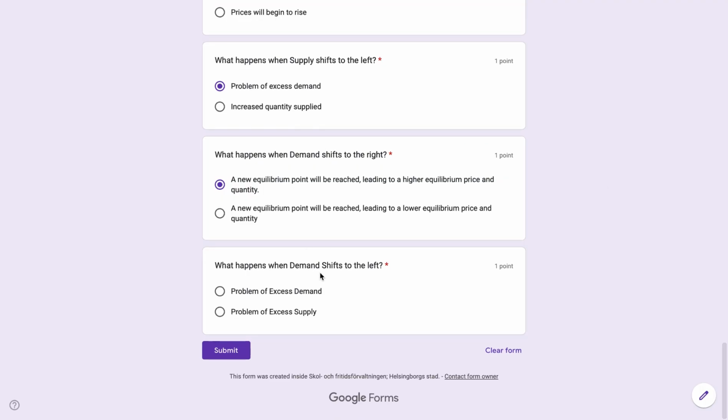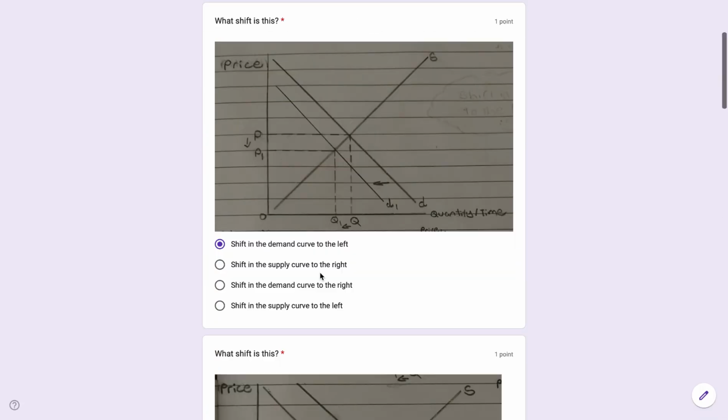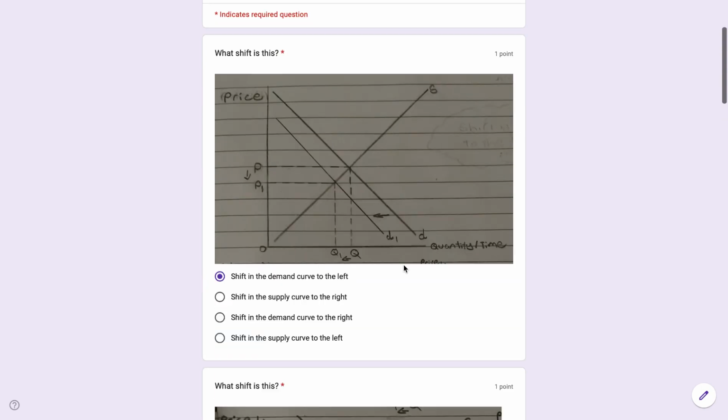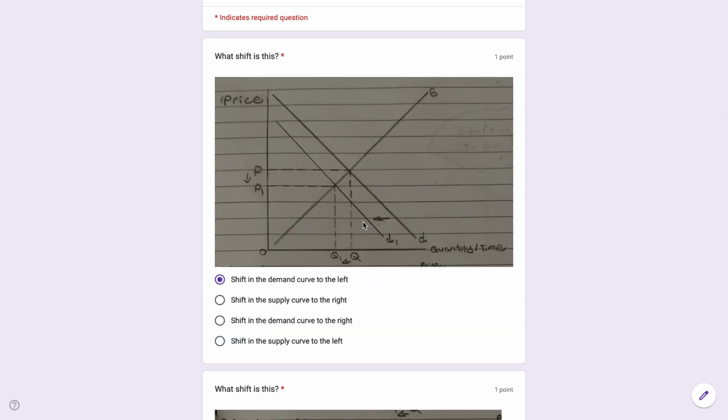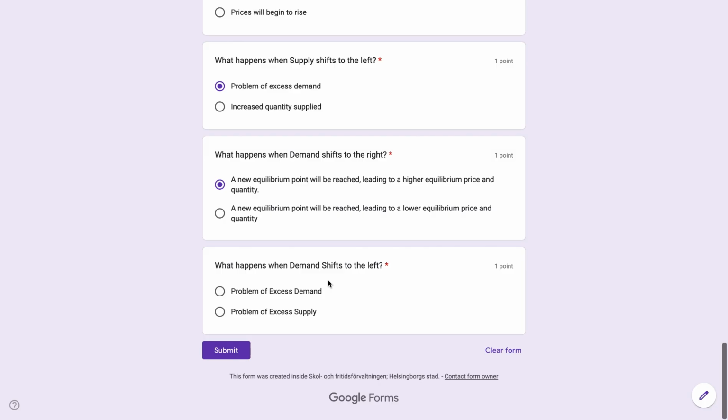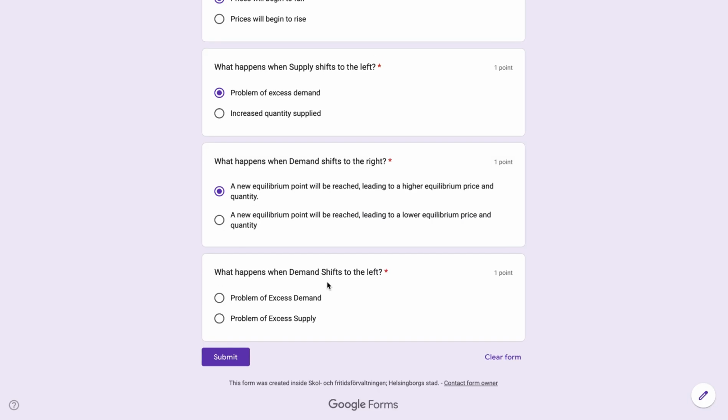What happens when demand shifts to the left? Let's check. Demand shifts to the left. Well, we can clearly see that as a result, quantity is decreasing, prices are decreasing. It's definitely not win-win at the moment, and firms will be doing their very best to get back to that equilibrium point. So there is the problem of excess demand or excess supply. So I want you to think about this now for a second. What would happen here?